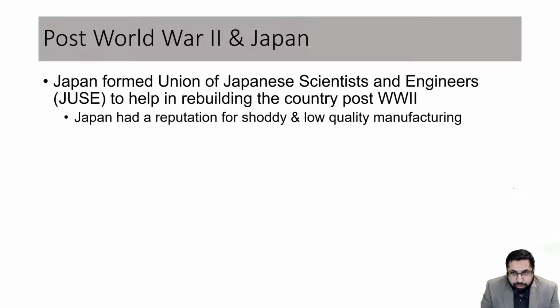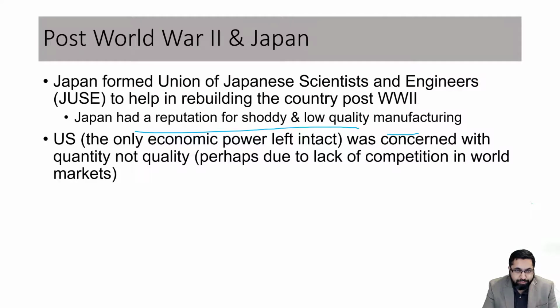Now, as you might already know, Japan was quite devastated in World War II. And so when the Japanese wanted to rebuild their country, rebuild the economy, they formed a union of Japanese scientists and engineers to help out. At the time, Japan did not have a reputation for quality. So Japanese products were considered to be low quality. The US was concerned with quantity, not quality, right? To meet the post-World War II demand and reconstruction needs.